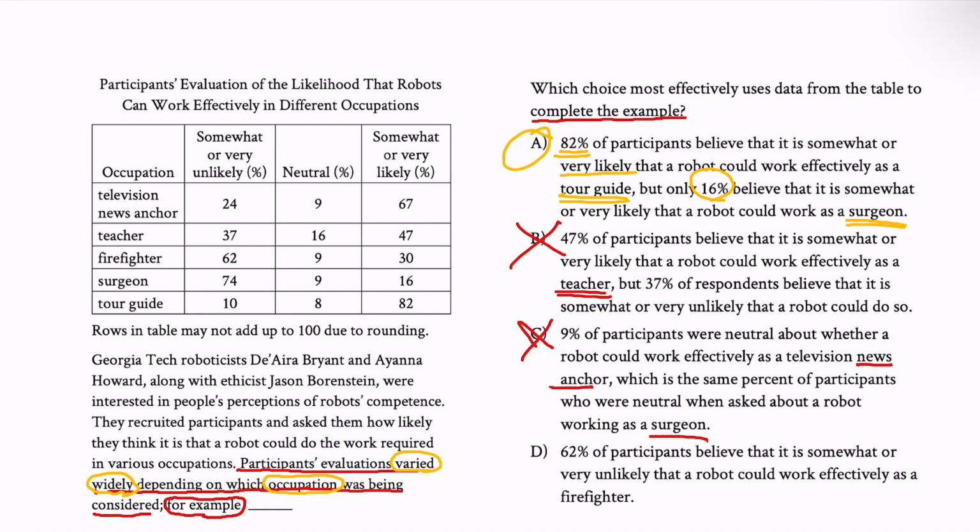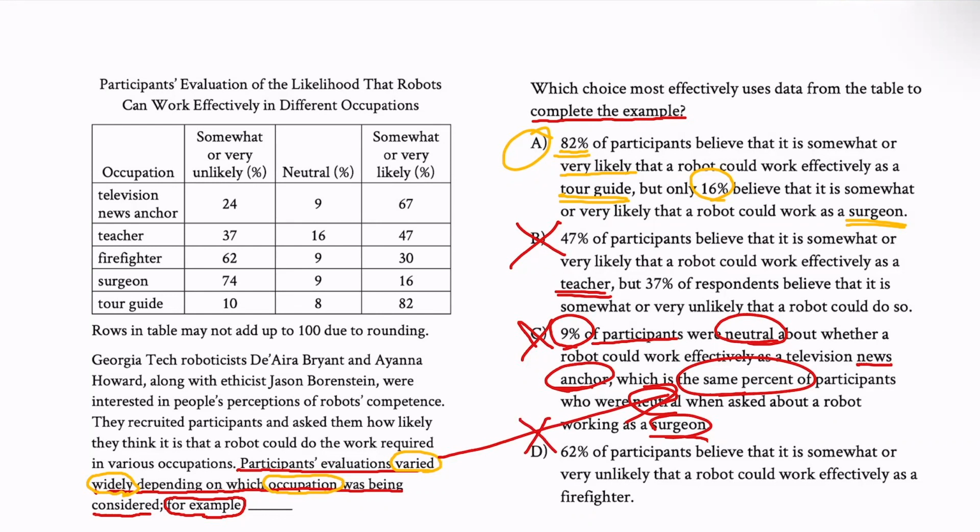We're looking for the evidence to support their evaluation varying very differently. They have different evaluations about different occupations, but here it's the same. 9% of participants feel neutral about this job, and the same percent feel neutral about this job. You didn't see anything about varied widely. Varied means change. There's no change because they're the same. Same is not varied, right? So it's not supportive. That's the reason why C is wrong.